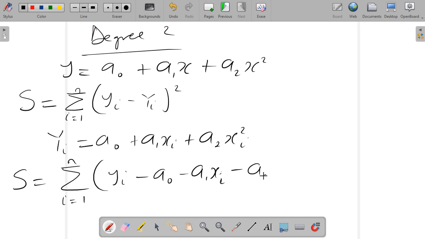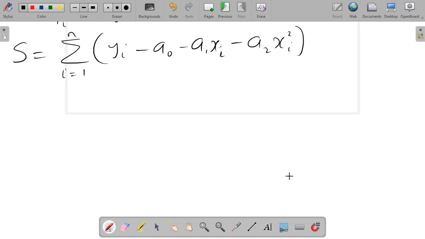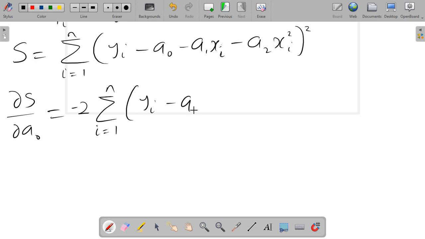Minus a2x squared i. Okay, then the next thing you are going to do is to get the first derivative of each of them, so the partial derivative of each of them. So I'm going to have partial s over partial a naught is equal to, don't forget the method. The method is to differentiate the bracket, sorry, there is a square here. So differentiate the bracket, which will give you minus, then the 2 will come to the other side to have minus 2 the summation of i starting from 1 to n of yi minus a naught minus a1xi minus a2x squared i.